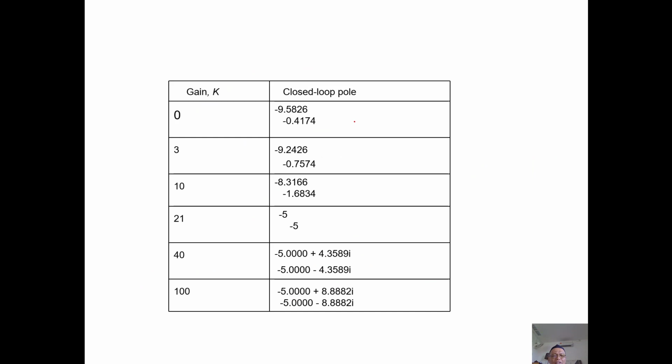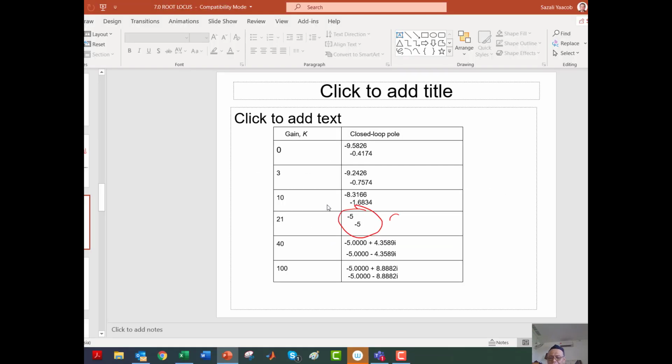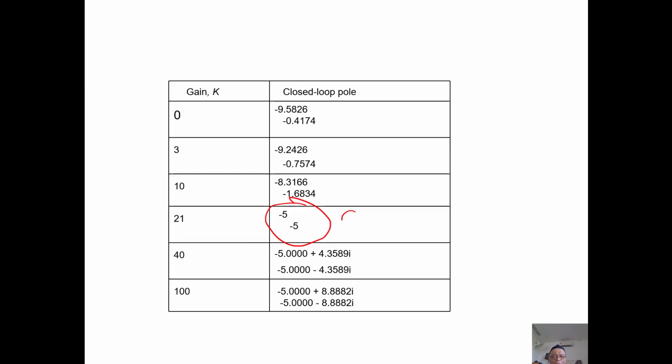So the answer will be this one. For K = 0, this is the value. For K = 3, this is the value. For K = 10, this is the value. For K = 21, and so on until 100. So interestingly, you see that for a low value of K, before this value, you find the roots are real. This is real, this is real, this is real. But at 21, you have a double root. This is called a double root.